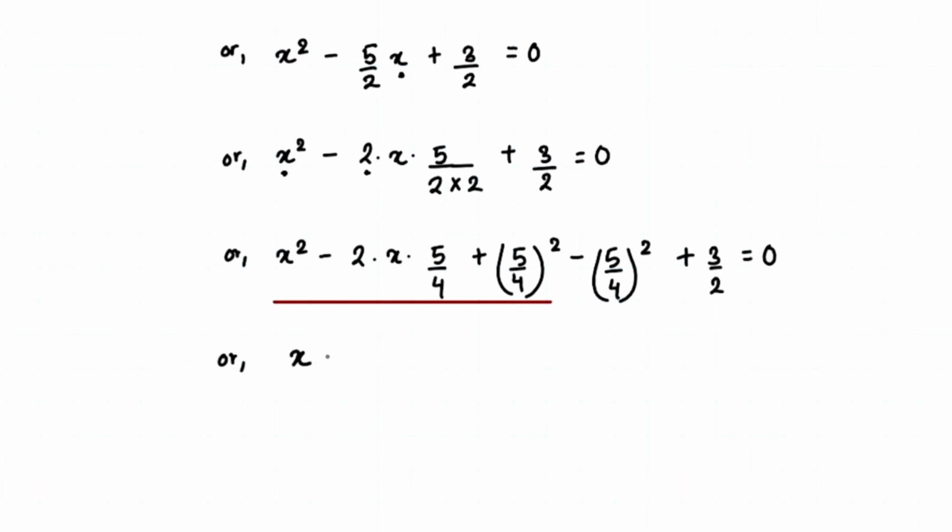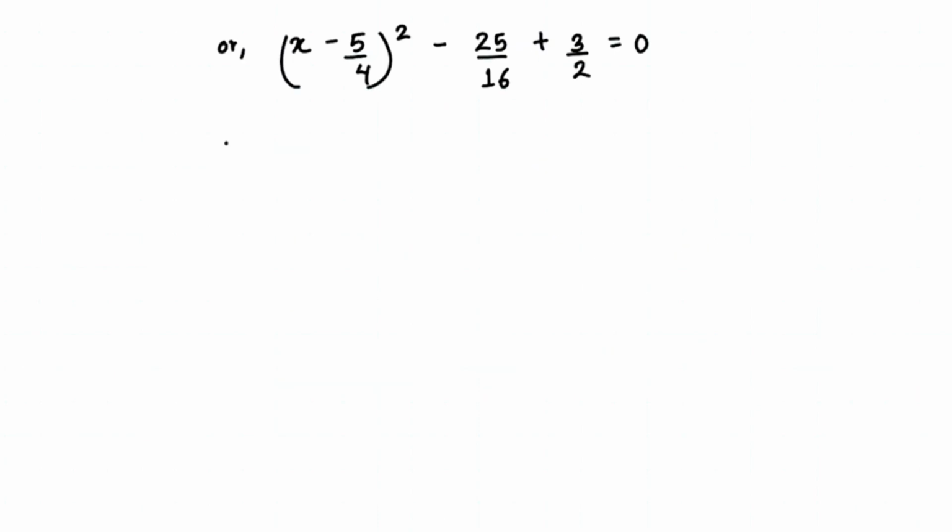So we have our a as x, our b as 5 by 4. So we have x minus 5 by 4 whole square minus 5 square is 25, 4 square is 16, plus 3 by 2 equals 0. Now again, I'm going to put the x part over here. So we have x minus 5 by 4 whole square, and I'm going to move our 25 by 16 and 3 by 2 to the other side. So minus 25 by 16 becomes plus 25 by 16, and plus 3 by 2 becomes minus 3 by 2.